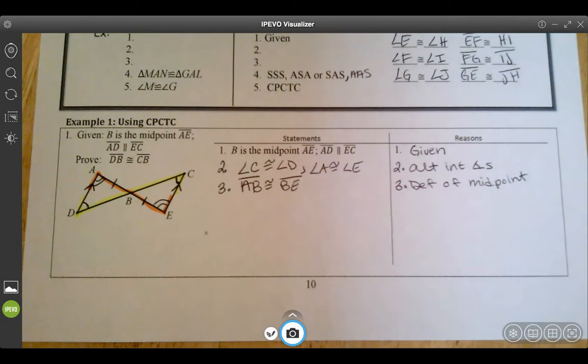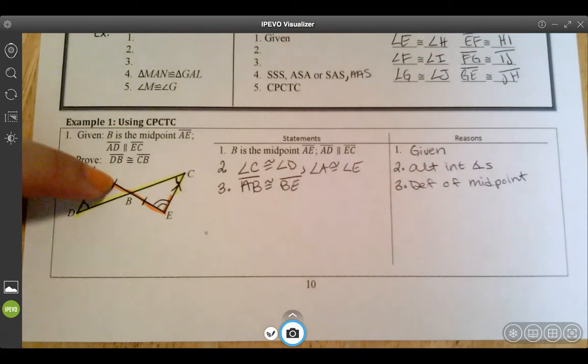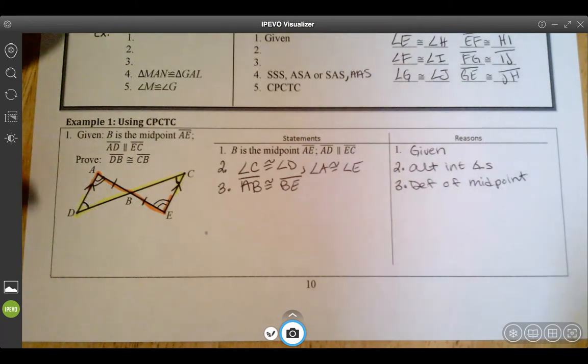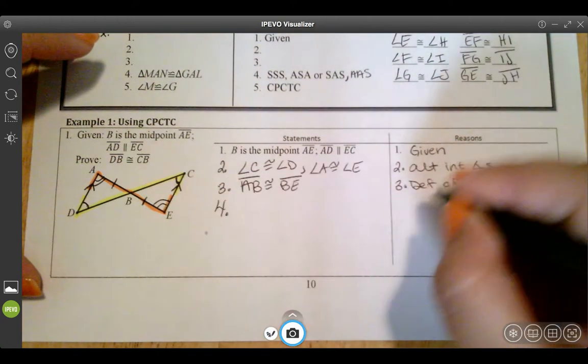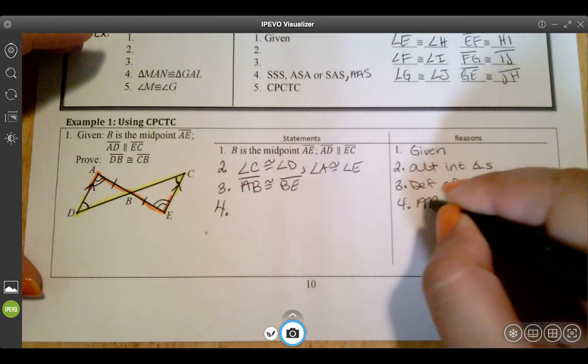Okay, so now let's look at what we have. We have two angles and a side. As long as we have one side and two angles, that tells me I can use the congruence theorem, but which one do I use? Well, the side is not the one between the angles, so it's the side outside of the angles. Angle, angle, side. So step 4 is to use angle, angle, side.